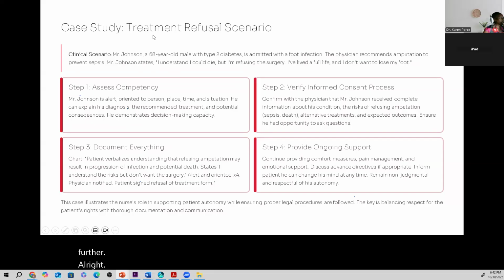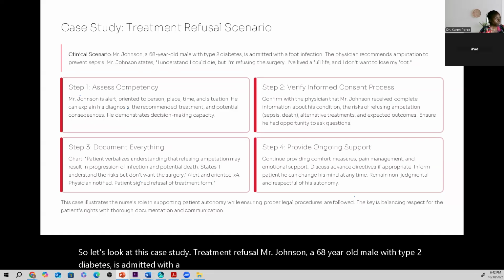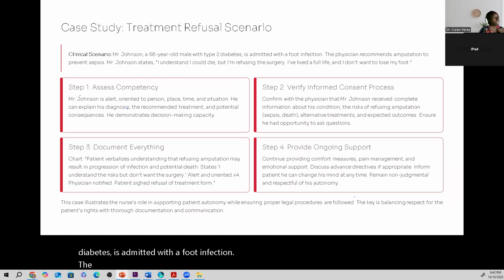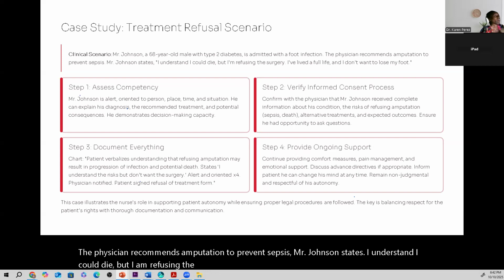So let's look at this case study, treatment refusal. Mr. Johnson, a 68-year-old male with type 2 diabetes, is admitted with a foot infection. The physician recommends amputation to prevent sepsis. Mr. Johnson states, I understand I could die, but I am refusing the surgery. I've lived a full life and I don't want to lose my foot.